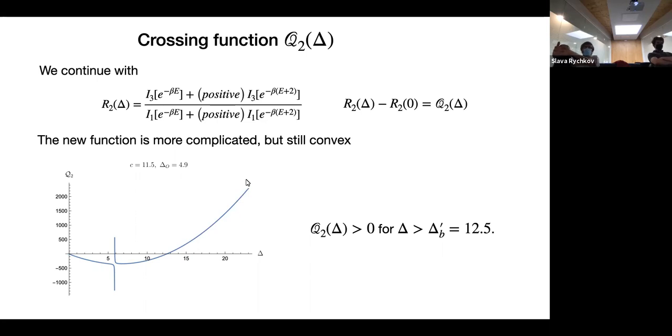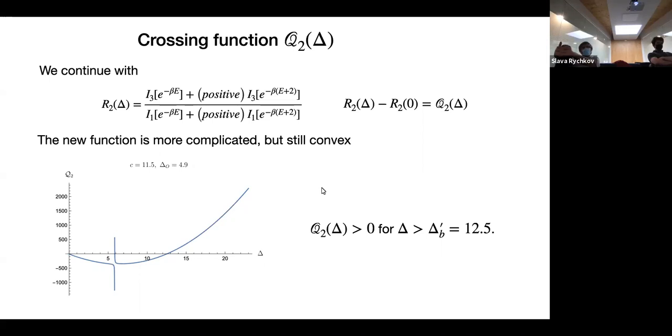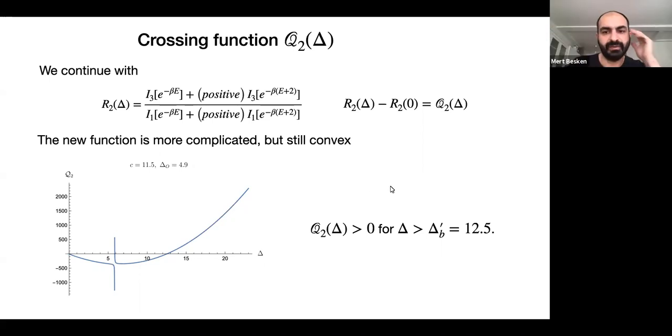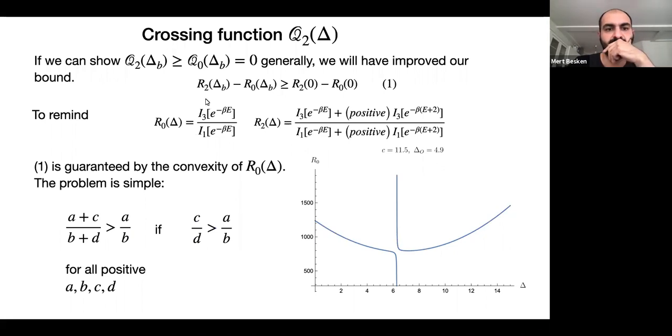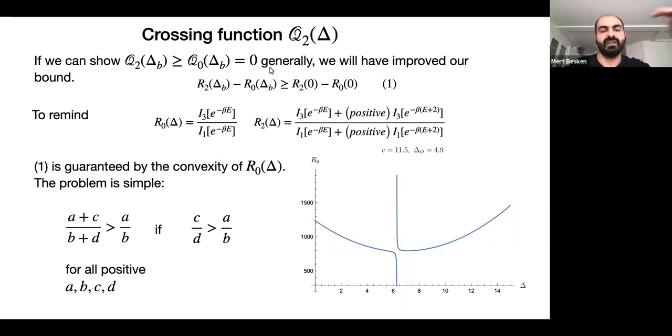But so the plot is made for a certain number of external C and delta O. Okay. Yes. Okay. So the ratios of, okay, fine. Yeah, so that is what happened in the example. And why did we get a better bound? The idea is to show that the better crossing function Q2 is positive at the bound at which the previous crossing function was zero. So if we can show this generally, then we will have improved our bound from going to zero to two.